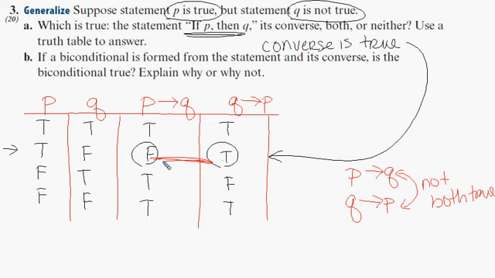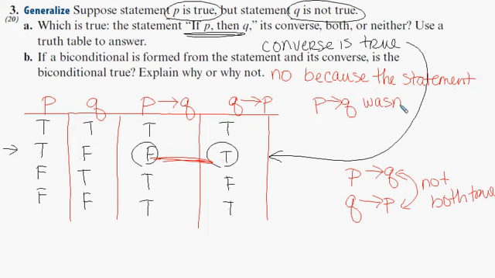All right, so you could say no, based on what you can see here, because the original wasn't true. You could say because the statement if P then Q wasn't true. Okay, and that we got from looking at this right here. If P then Q was not true. All right, I hope that makes sense for you.